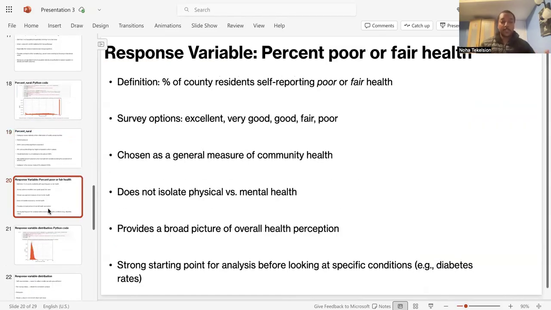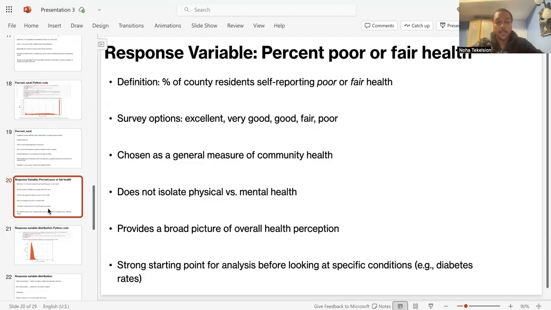Anyways, I'm moving on to the response variable now, the one, our y variable. We have all our x variables listed out. We don't have a y variable, so we need to talk about a y variable, the percent poor or fair health. So I got into some detail about this earlier.